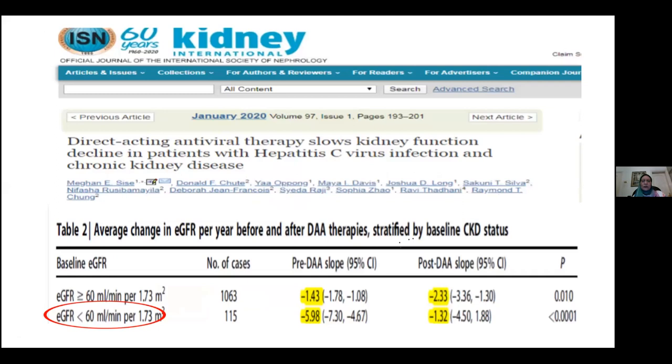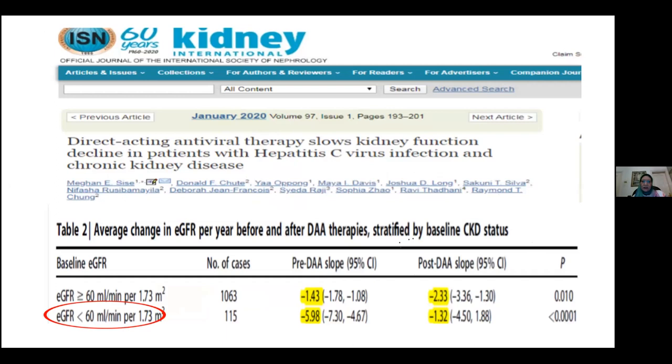And you can see here, especially in those patients with a GFR less than 60, you have a marked reduction in the slope compared pre-treatment to post-treatment, which was very significantly different.